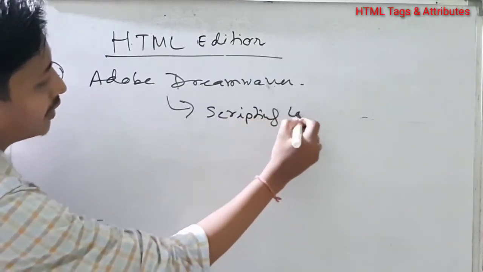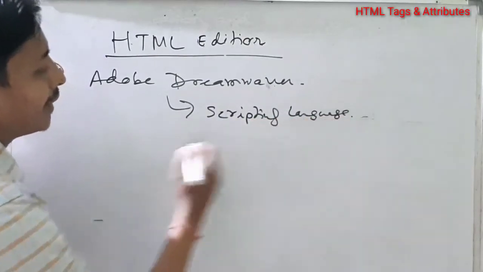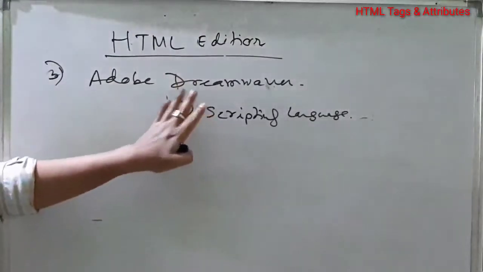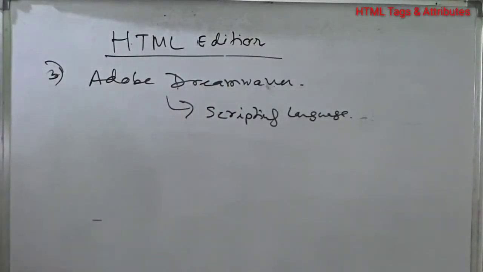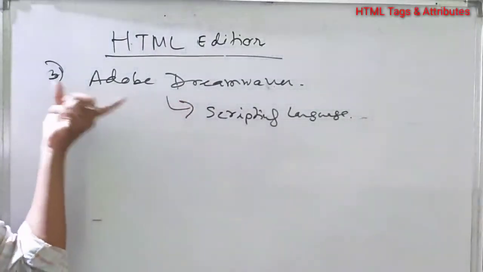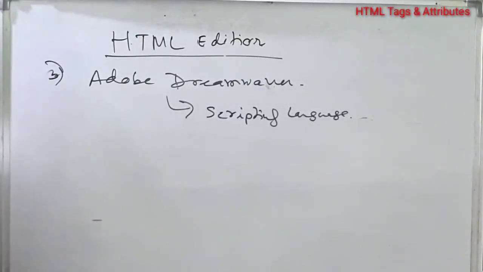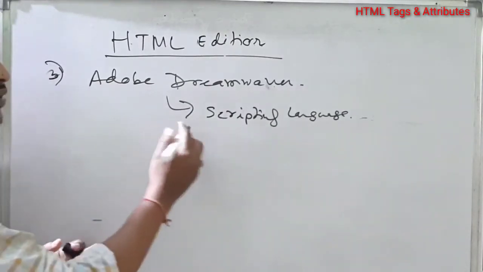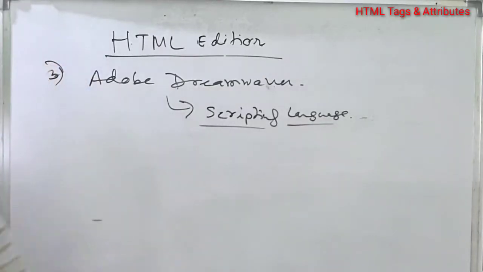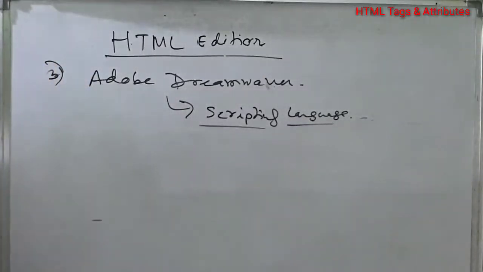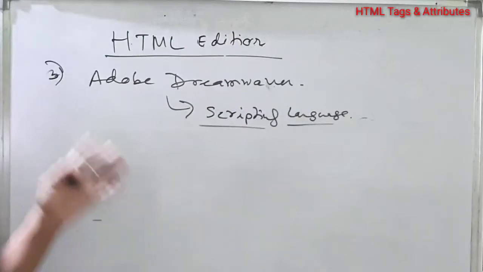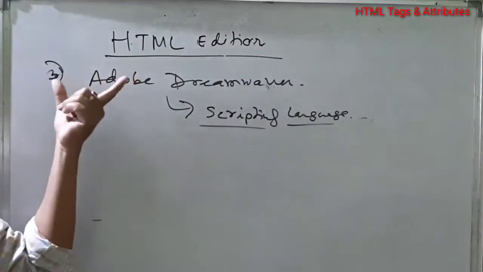Some scripting language is available in these editors. If you want to add some JavaScript code, you can do it with the help of Dreamweaver software. It also has drag and drop features, so you can easily drag and drop the objects which you want. Then you can also insert some scripting language for extra features if you need, like animation and effects. So this is the third very important editor, Adobe Dreamweaver.